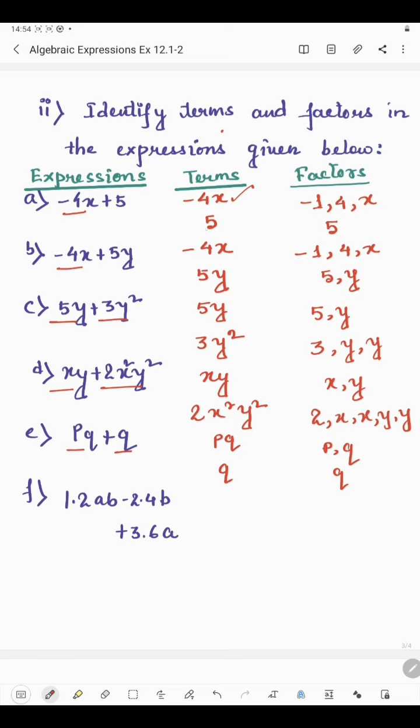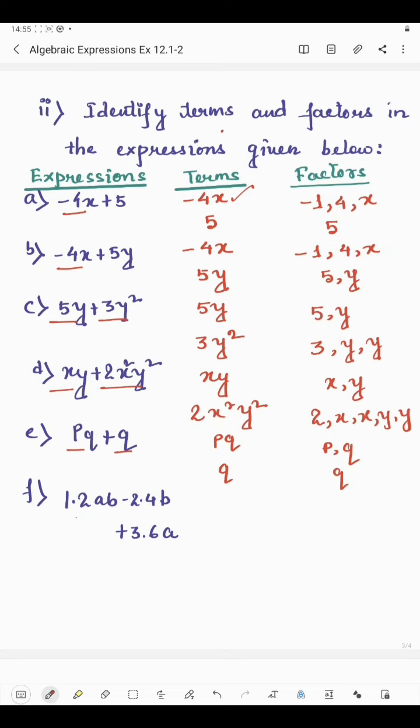Factor of a constant means, like here we have got 5. So the factors of 5 are 5 only, because 5 is multiplied by 1 to get 5. Similarly Q, with Q, 1 is present. So 1 we never write, because 1 is present in all the terms, right? So here we will just write the factors of Q as Q itself.